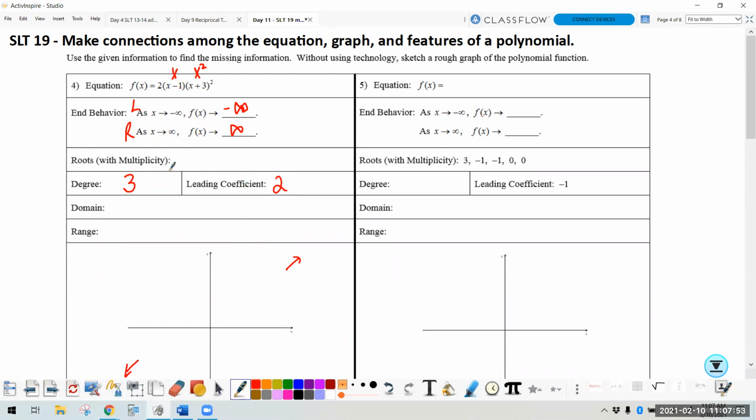My roots, I've got a 1 and then the repeated -3. So at -3, we're going to be tangent. At 1, we're going to cross through. For my domain and range, now that I have the graph, I see my domain is x is all reals, and so is the range. All right, pause the video here. Try everything you can for 5.